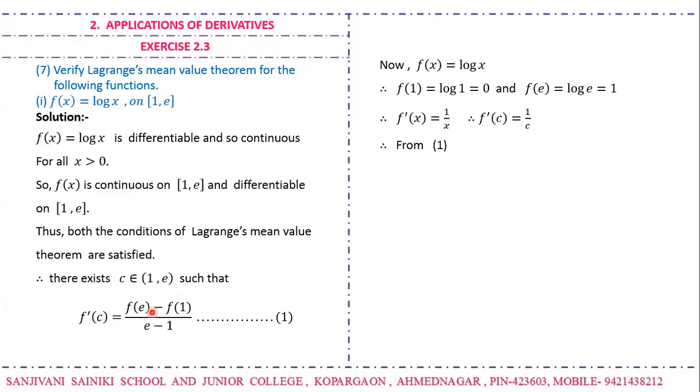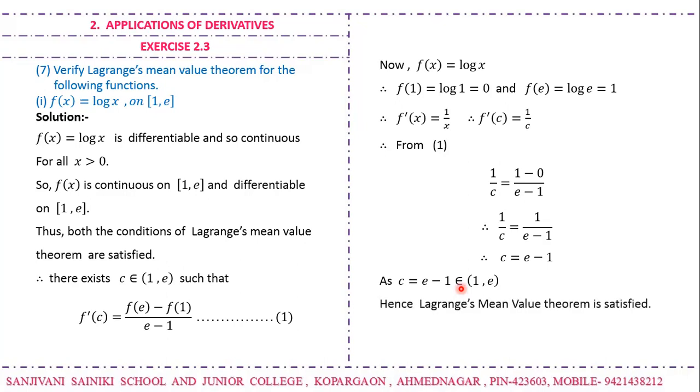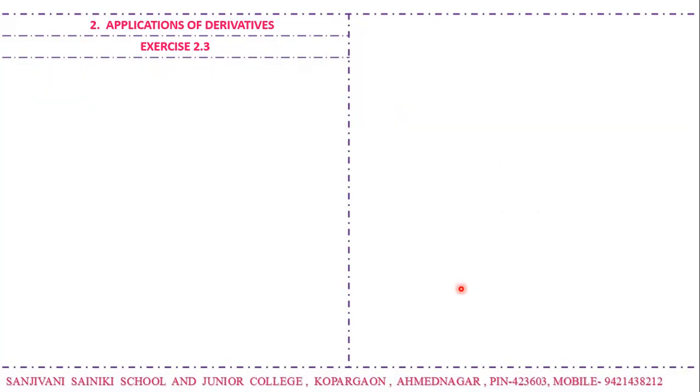Now put those values in the formula. f'(c) is 1 upon c, f of e is 1, f of 1 is 0, and the denominator is e minus 1. That is, 1 upon c is equal to 1 upon (e minus 1). Taking the reciprocal on both sides, we get c is equal to e minus 1. And you can conclude that e minus 1 belongs to the open interval (1, e). Definitely e minus 1 belongs to the given interval, so this is the required c. In this way Lagrange's mean value theorem is verified.